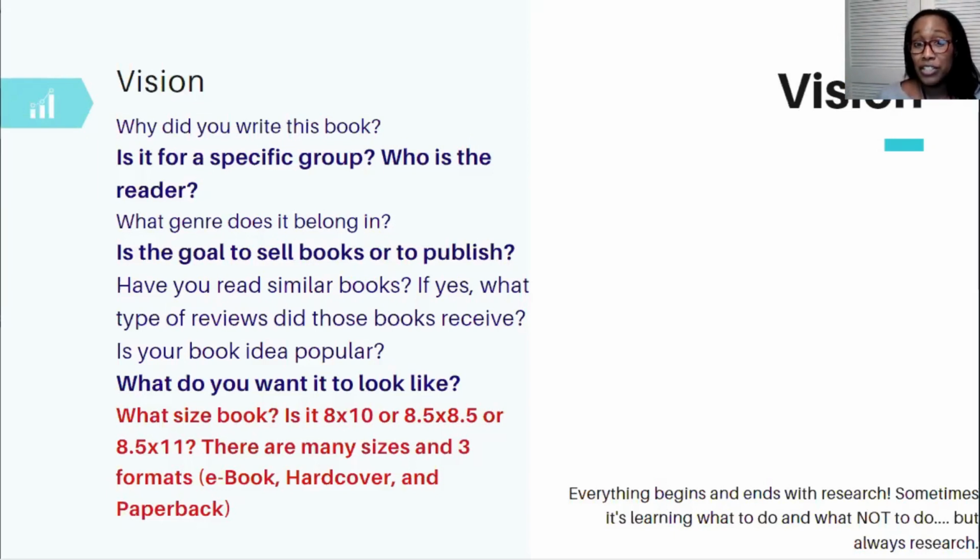The other piece here is there's 3 formats that speak to illustration. It's a different format for ebook illustrations versus hardcover illustrations and paperback illustrations. It's a little bit different for each, and you will need to know what you want before you hire an illustrator.